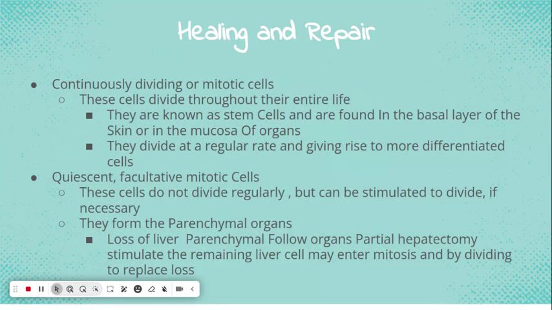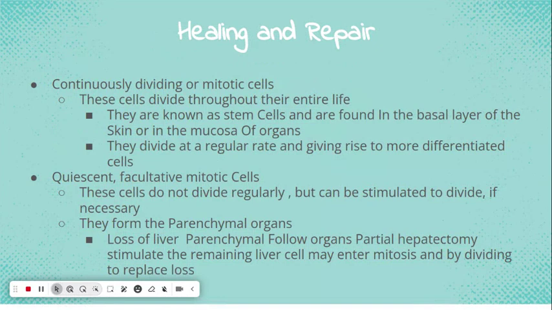Continuously dividing or mitotic cells divide throughout their entire lifetime. They're known as stem cells and are found in the basal layer of your skin and the mucosa of the organs. They divide at a regular rate, giving rise to more differentiated cells so that they can replace any dead or dying cells that are on their way out or have been cleared out of the way, so that you're not losing sheets and sheets of skin without replacing them.